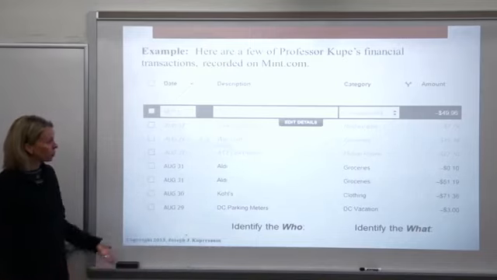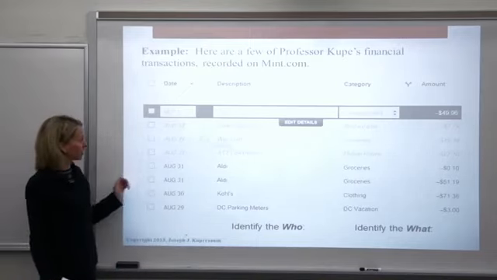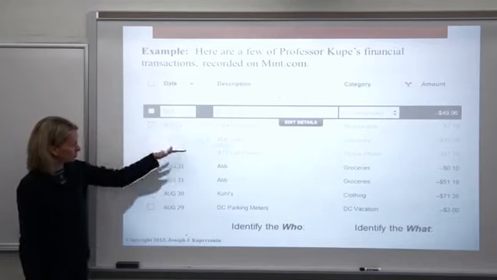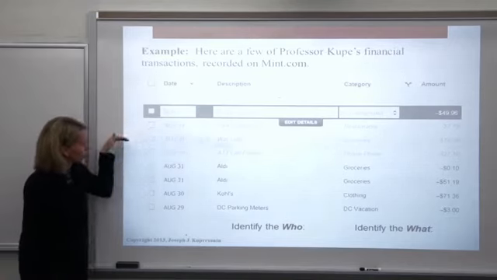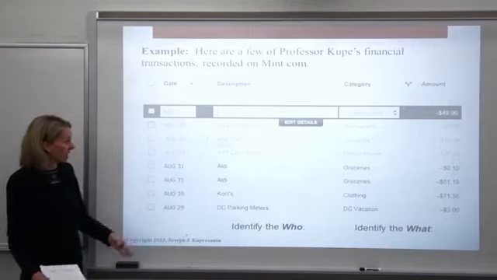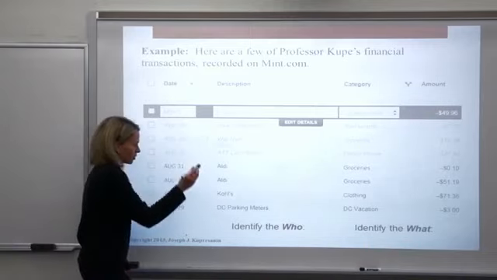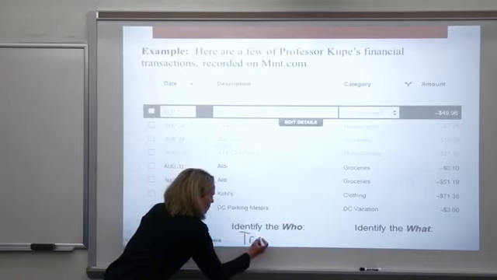So recall that the who, or the individuals or the cases, are typically in each row. And that's what you're collecting data on. And you can see that each row here contains a different transaction. So each transaction is the who.